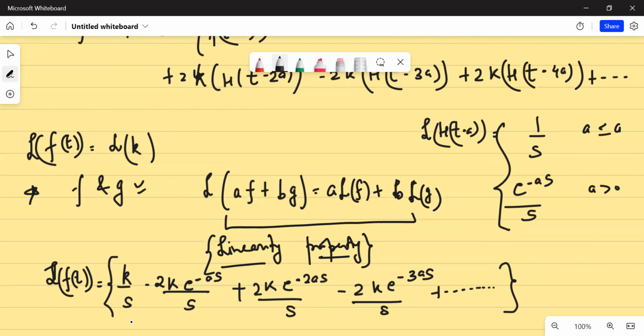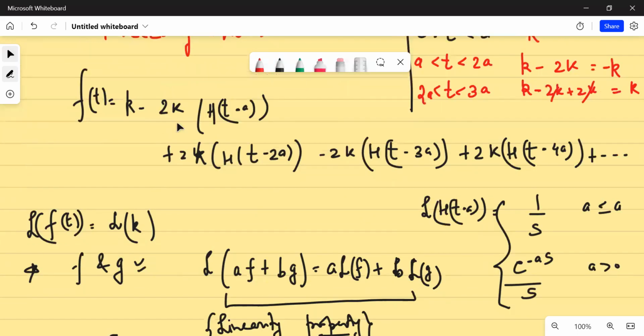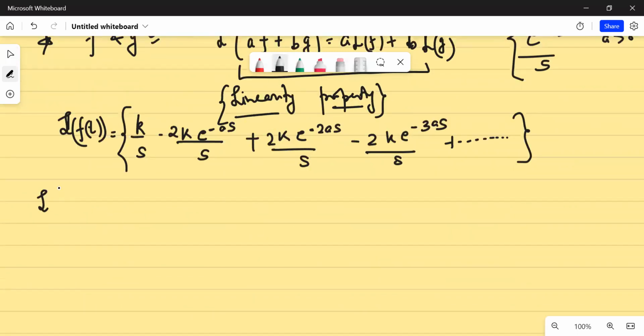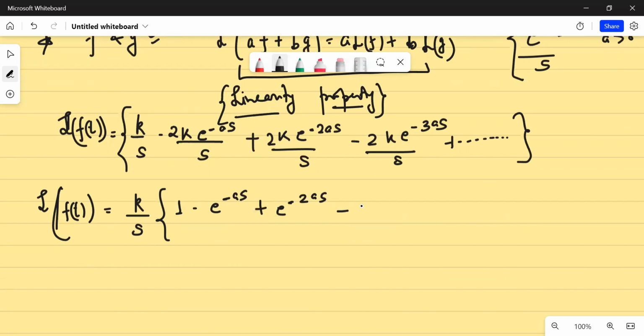Is that clear? If you take the Laplace transform, look, the Laplace transform of k will be k by s. The Laplace transform of this will be e to the power minus as divided by s, of this e to the power minus 2as divided by s, of this e to the power minus 3as divided by s, and so on and so forth. k is there in all of them, so don't worry. So this is the Laplace transform of f(t) equals k, I'll take common, s I will take common. This is 1 minus of e to the power minus as plus e to the power minus 2as minus e to the power minus 3as.